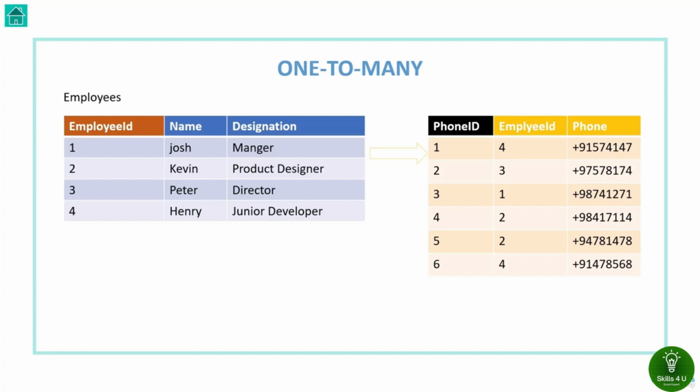One record of the employee table on the left can relate to multiple records of employee phone ID table on the right. But one record of employee phone ID table cannot relate to multiple records of the employee ID table. In other words, one employee may have multiple phone numbers, but one phone number cannot relate to multiple employees. That's why it is called a one-to-many relationship.